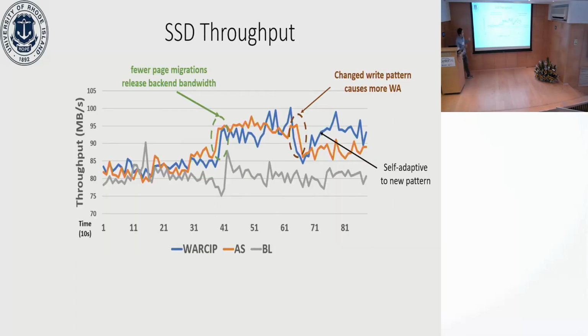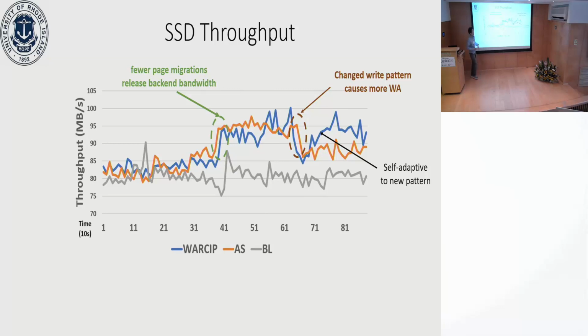We also measure the throughput here. It's very interesting. At the beginning, all three types of SSD have similar performance, but after a while, WARCIP and multi-stream begin to accelerate. This is due to fewer page migrations in the background. When there are fewer page migrations in the background, the released bandwidth can be used by the user I/O, so we have better performance here.